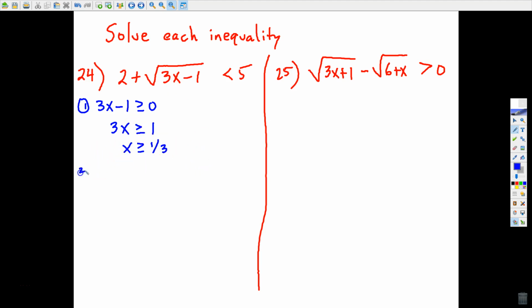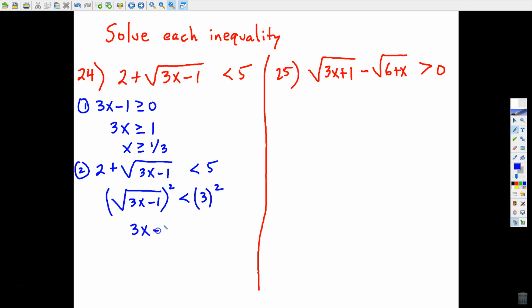So now let's go through the process of solving, much like we did with the radical equations. So my first move would be to subtract 2 from both sides. Now I'm going to raise both sides to the 2nd power.